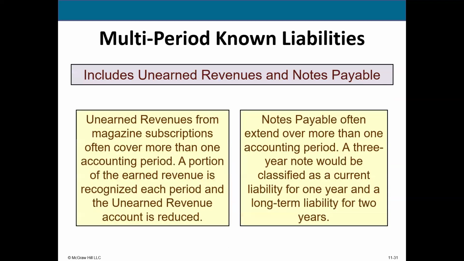The next thing I'd like to talk about are multiple or long-term liabilities, very briefly. These can include unearned revenues and notes payable, and multiple periods or multiple months or multiple years. An example I like to use is Microsoft. They sell a 3-year subscription for the Xbox Game Pass.